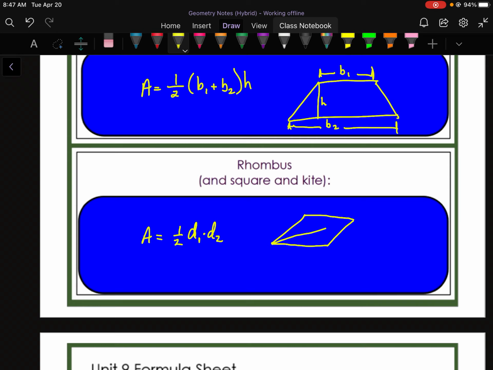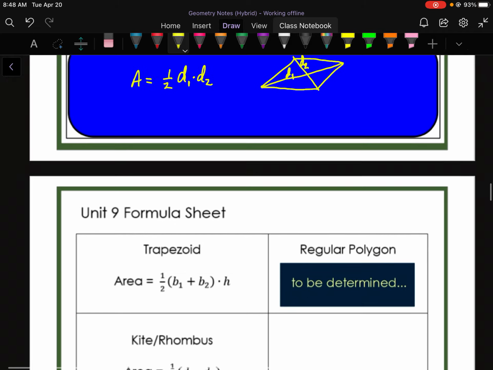If I take diagonal 1 times diagonal 2 and divide it by 2 or multiply it by 1/2, however you want to look at it, I will have the area of a rhombus. Or like I said, it's another way to find the area of a square and then a kite.